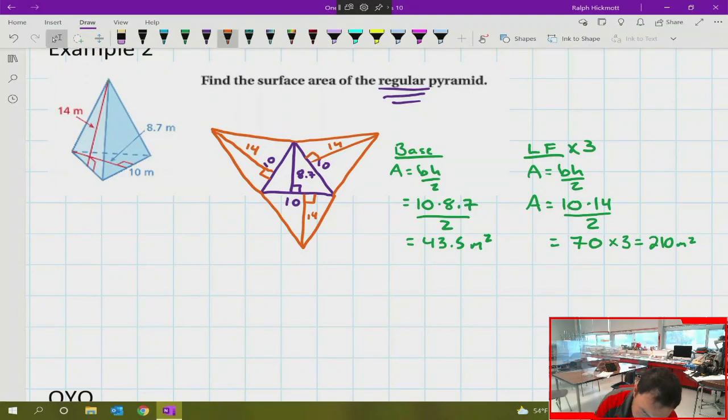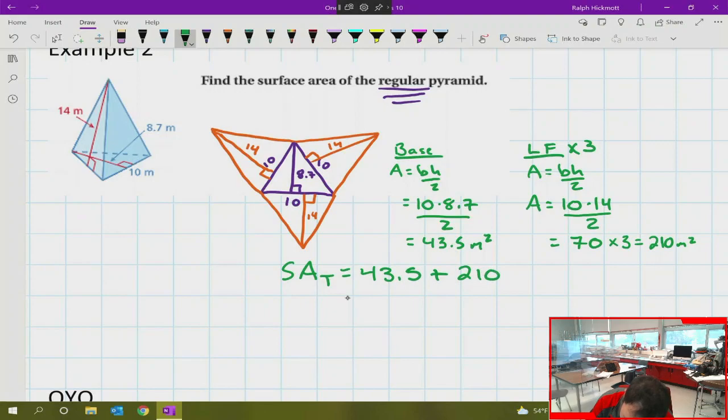Now to finish strong here, I'm going to do AT, that means total surface area. So the total surface area is going to be the base, which is 43.5, plus the lateral faces, which is 210. Once I plug that in, it comes out to be 253.5 meters squared. And don't forget those units, as I have mentioned multiple times throughout all of these lessons.